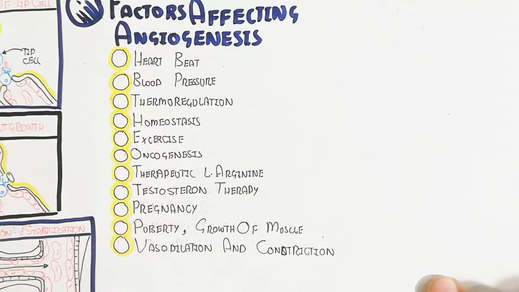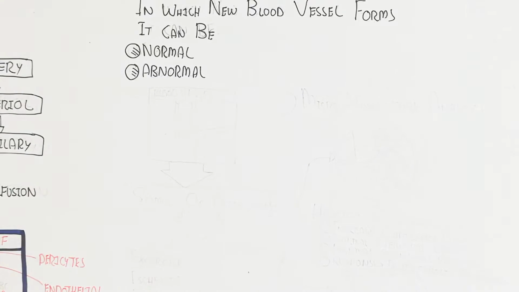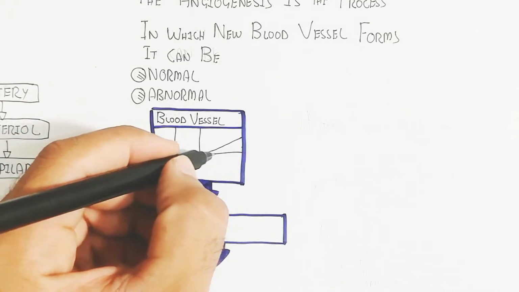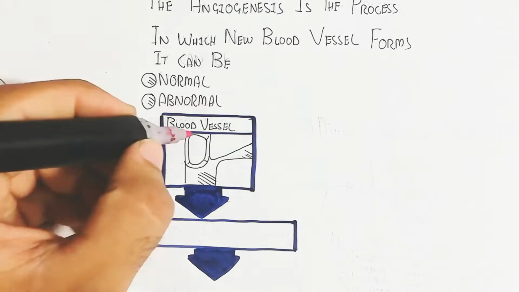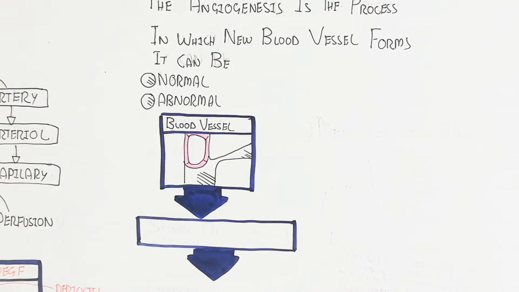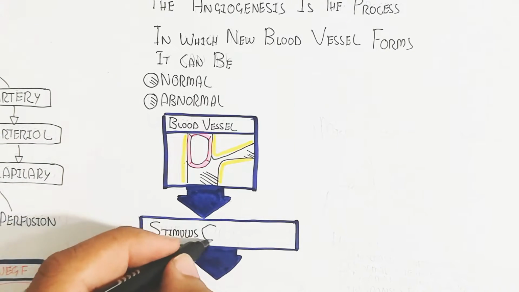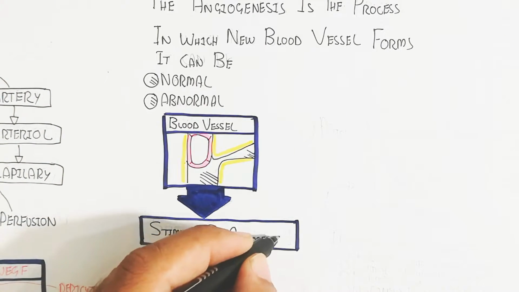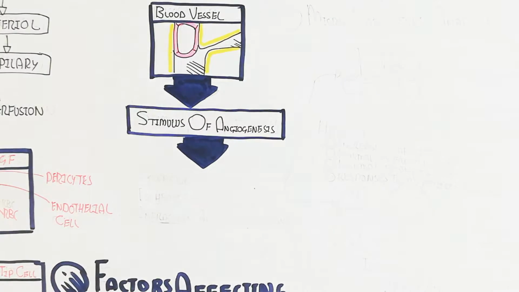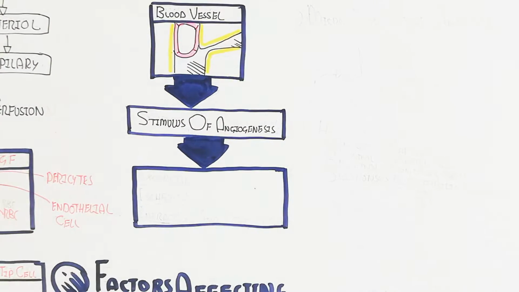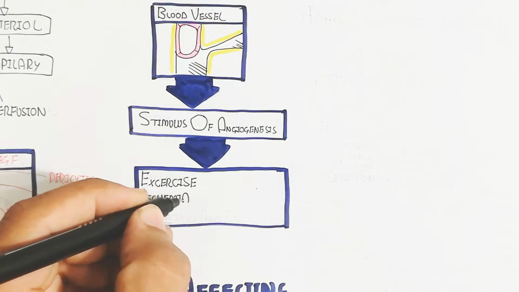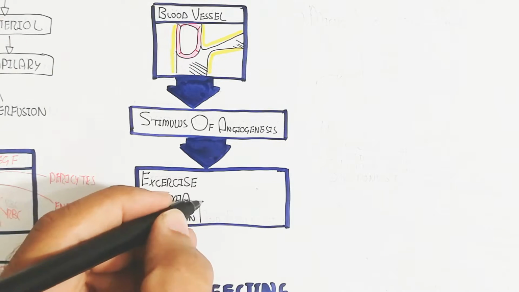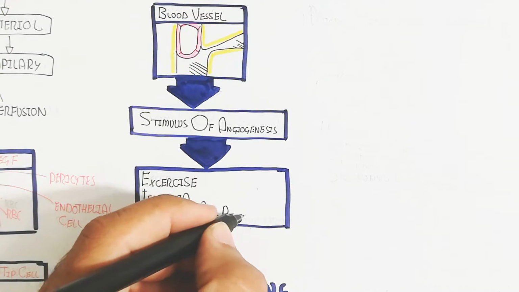Vasodilation and vasoconstriction are also involved in angiogenesis. So here we will discuss the blood vessel. This is the blood vessel, which wants angiogenesis. So the stimuli of angiogenesis include exercise and ischemia. Ischemia means low blood oxygen, because of some coronary artery disease in the heart, etc. This will also cause angiogenesis, and infarction and regeneration as well.